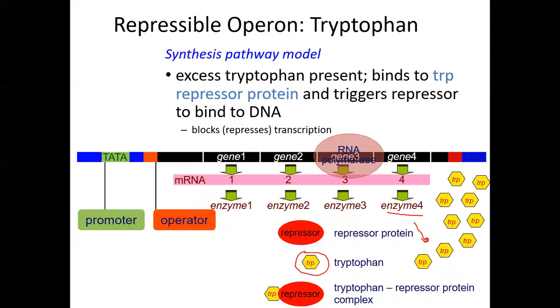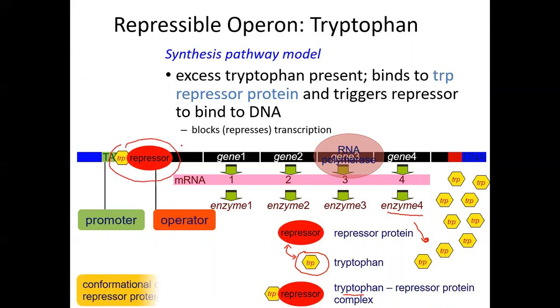And watch what happens here. The more tryptophan I have, tryptophan can bind to the repressor, and then this becomes an active repressor protein. So look what happens here. This is now blocking RNA polymerase. So as RNA polymerase tries to come through and read these genes, it can't, because it is blocked by the repressor protein. So that's an example of a repressible operon, okay?